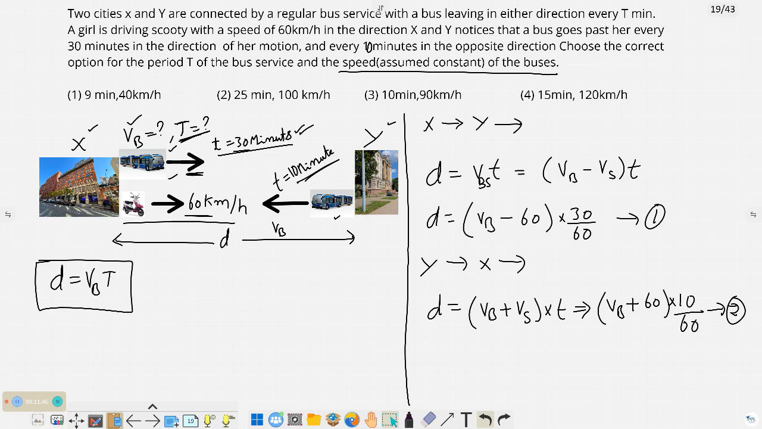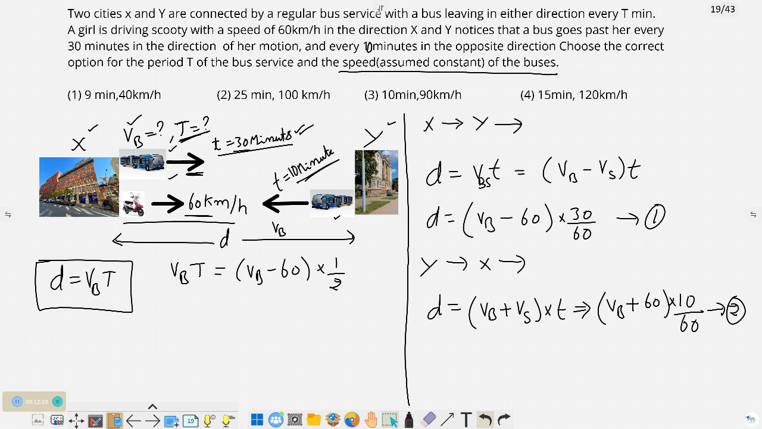Suppose it is covering the same distance with a speed of VB in the total time T. In that time T, we are calculating for the scooty moving in the same direction as well as the opposite direction. So substitute this value in the given equation number 1. If you substitute, VBT is equal to VB minus 60 into 30 by 60, which I convert as 1 by 2.